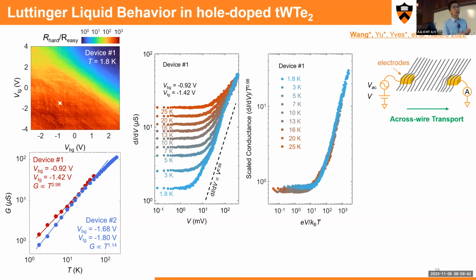On the external bias measurement, the left plot is the original data. On the right is the data which we scale using the 0.98 power law we extracted from here. As you can see, all the data sets collapse together here.